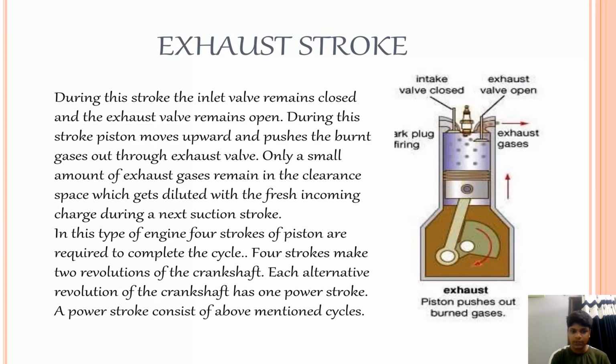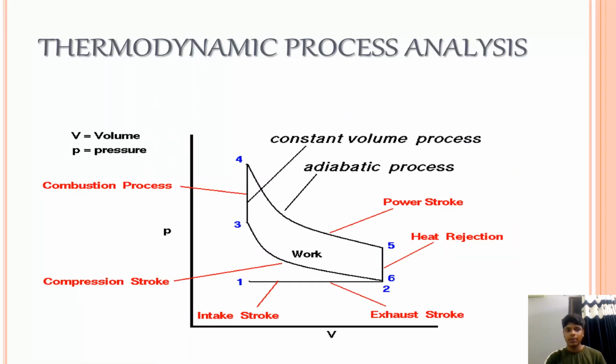In this type of engine, four strokes of the piston are required to complete the cycle. The four strokes make two revolutions of the crankshaft. Each alternate revolution of the crankshaft has one power stroke. A power stroke consists of the above-mentioned cycle. Here is a PV diagram.